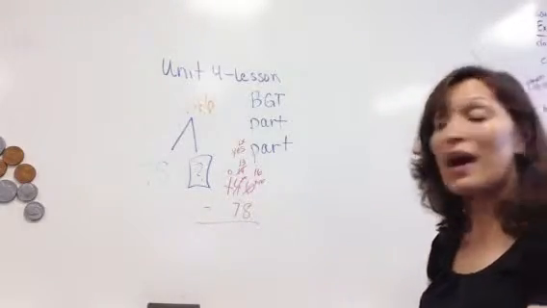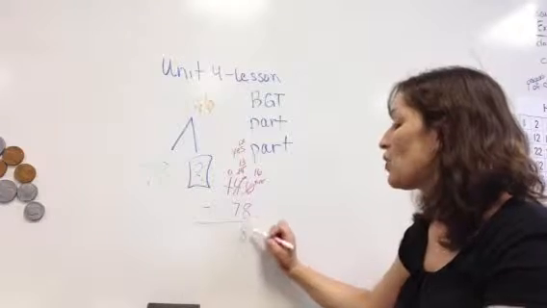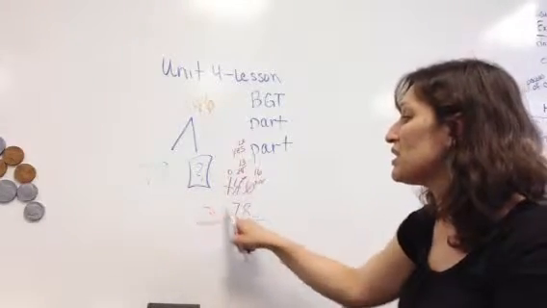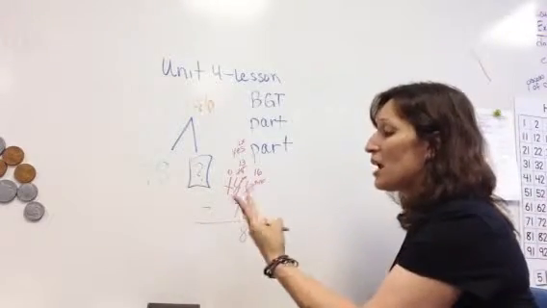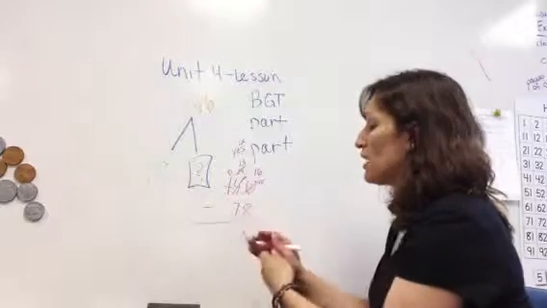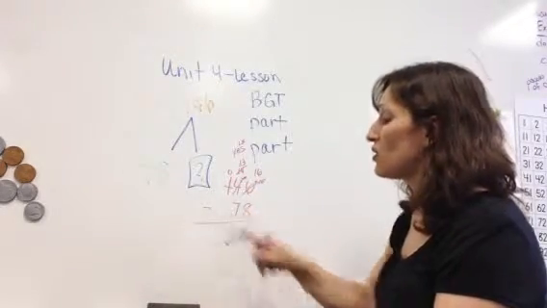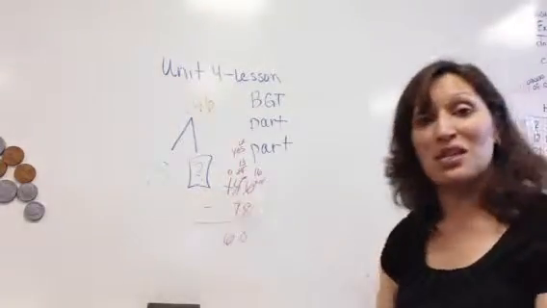Okay, now I can do my math. 16 ones take away 8 ones is 8. I know that because it's a double. 8 plus 8 is 16. 13 tens take away 7 tens. Grab the little guy, count up. 7, 8, 9, 10, 11, 12, 13. That leaves 6 tens left. 0 hundreds take away 0 hundreds is 0. So 68 is my missing number.